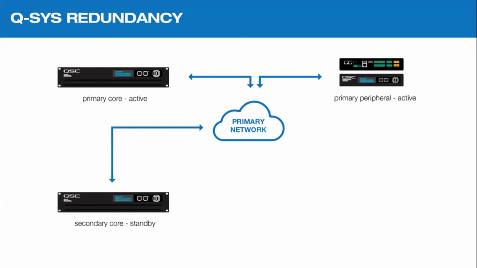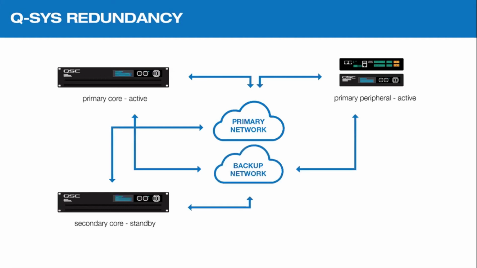So the first thing we can do is we can introduce core redundancy. All we need to do is add a second core into the network and set it to redundant mode, and this will then automatically follow all of the design changes that are happening on the primary core and constantly monitor one another for their health. So they send a series of handshake messages every couple of seconds to make sure they're functioning normally. If those are unacknowledged, then the secondary core automatically assumes the role of primary, and all of the I/O peripherals will then switch over to the secondary core.